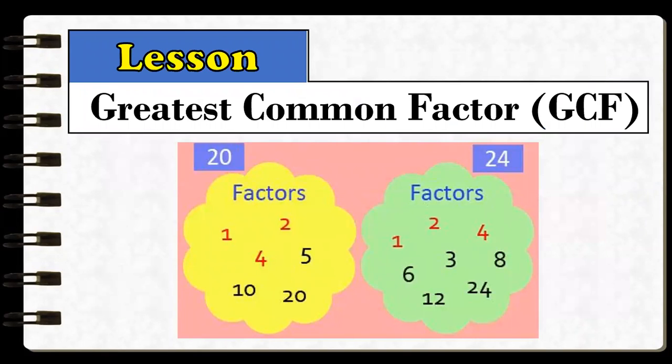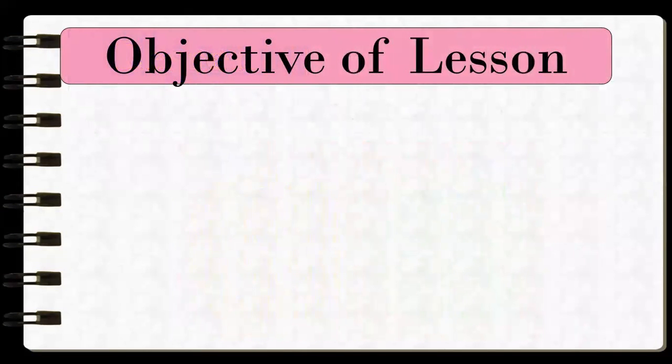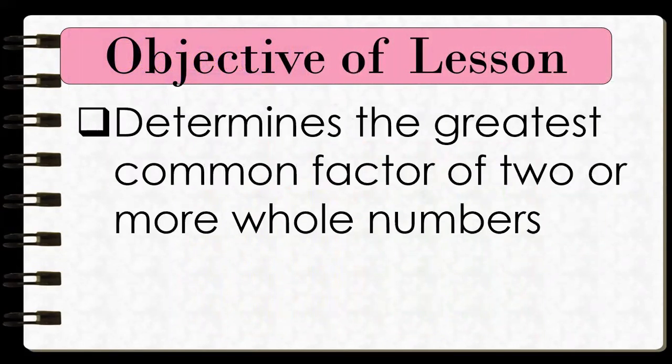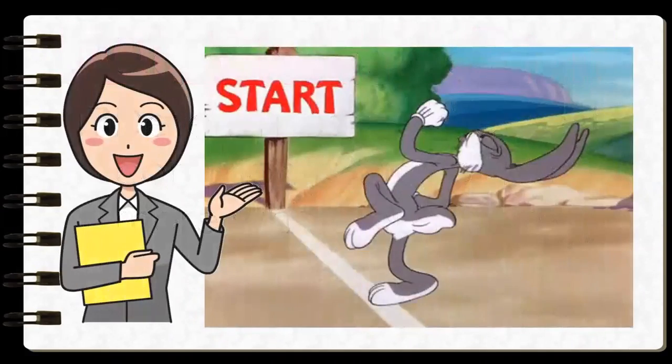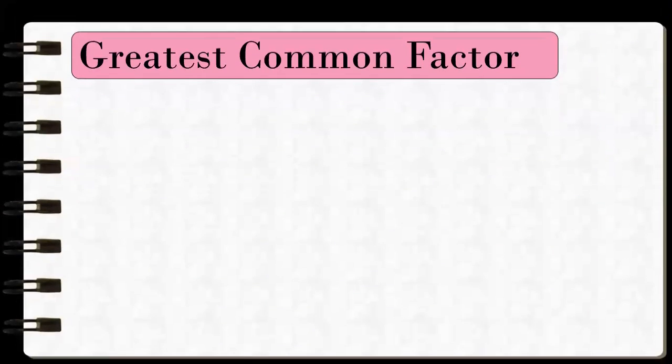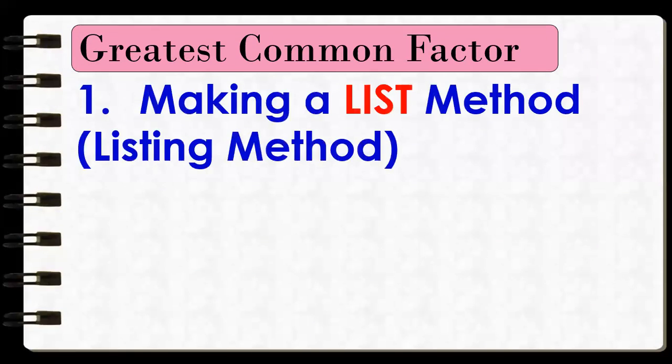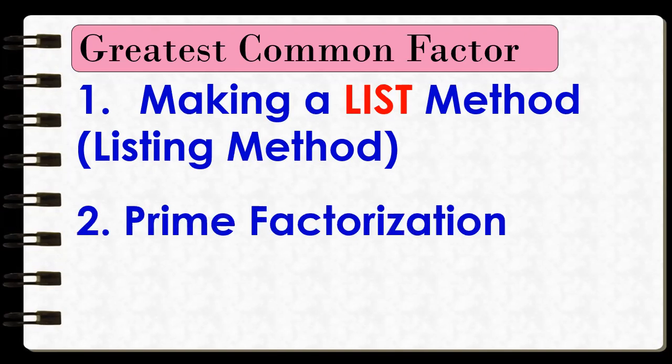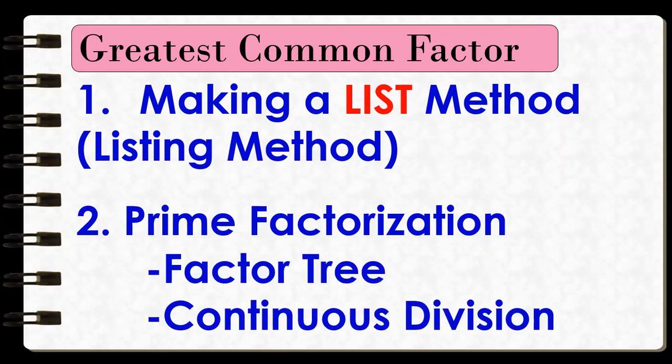Today, our lesson is all about the greatest common factor of the number. The objective of the lesson: determine the greatest common factor of two or more whole numbers. Let's start. In getting the greatest common factor of a number, we can use the making a list method, or the listing method. The second one is the prime factorization through the use of the factor tree and continuous division.